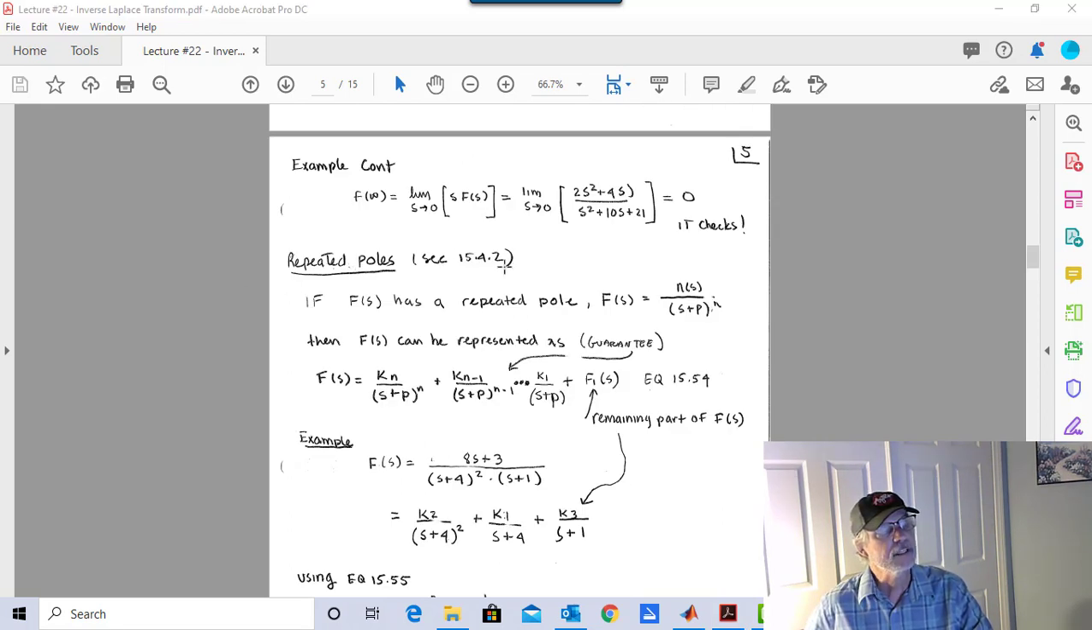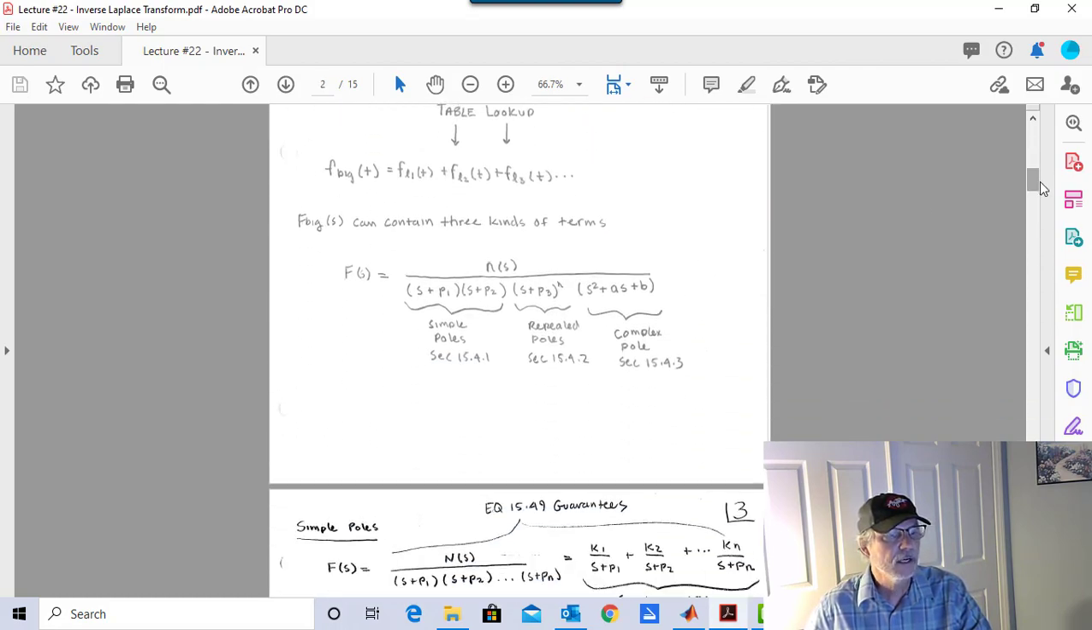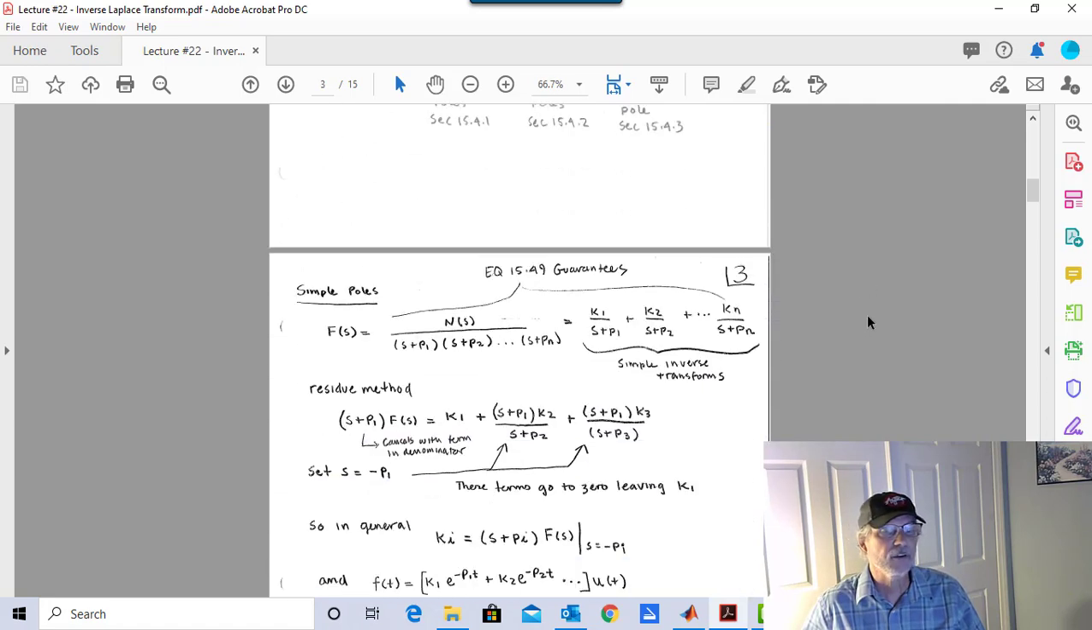Now let's look at the second type of situation that we see in partial fraction problems, which are repeated poles. And just to make sure we know where we are, let's go back and look at our basic strategy here. What we can see is that we had simple poles, and we just learned how to handle those with partial fractions. But then we have repeated poles, and that's what we're going to do now.